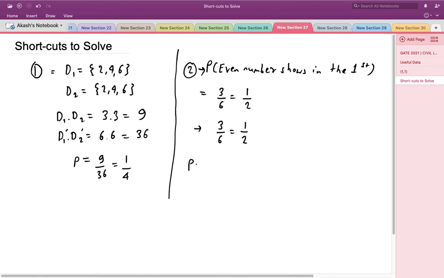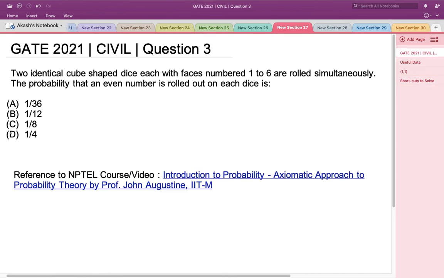Now the probability that both of these events, E1 and E2, would occur simultaneously, which corresponds to both the dice showing an even number together, would be given by P of E1 times P of E2, which would give me 1/2 times 1/2, which is equal to 1/4. So this is another way in which we can solve the problem. So option D, 1/4, is the right answer.